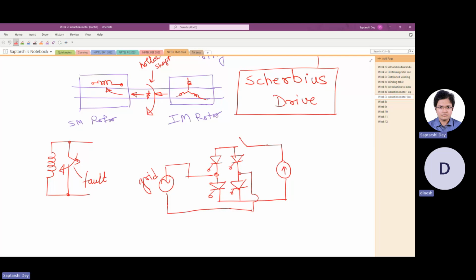As soon as a fault occurs, this switch should close, or the other way around actually. Fault occurs, the control circuit to this thyristorized inverter should be started, and then the switch should be closed. Then the energy will be given back to the grid.